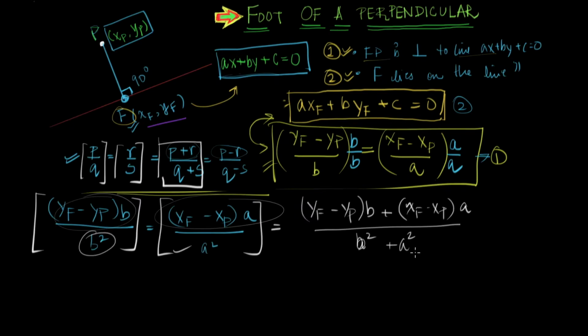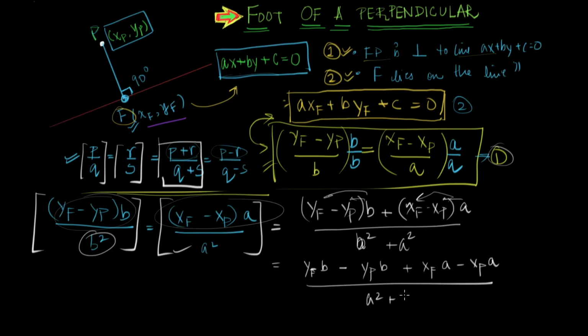So this gives us a different way to represent the same ratios. This is the same equation we have in our first statement that we have written. Now expanding this, and multiplying b throughout and a throughout, we get yf times b minus yp times b plus xf times a minus xp times a, divided by a squared plus b squared, which is the same thing. We just expanded that as follows.